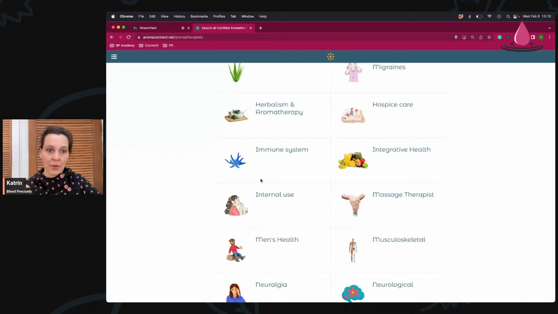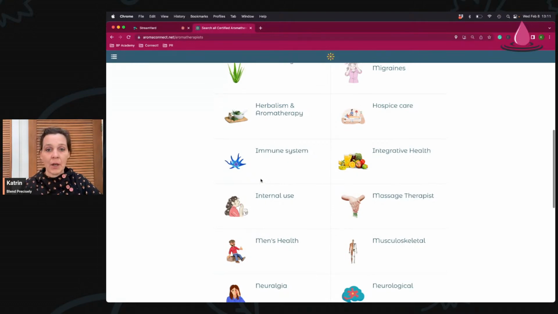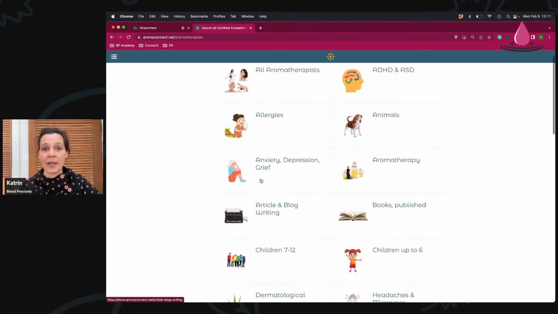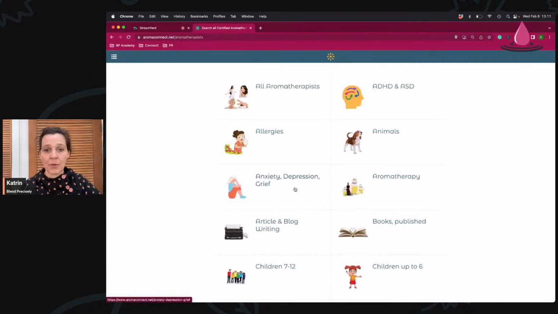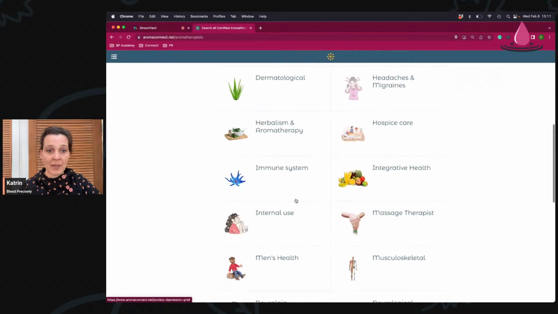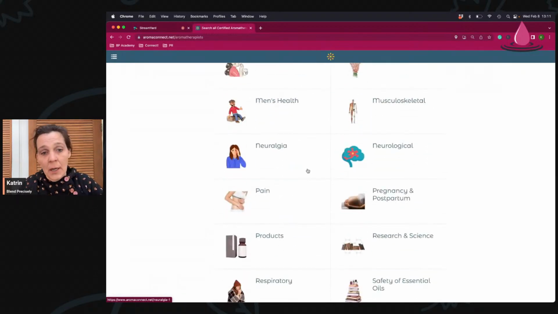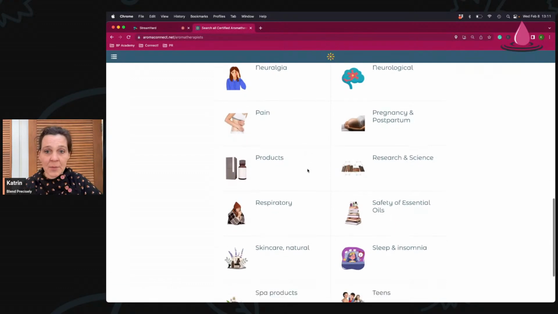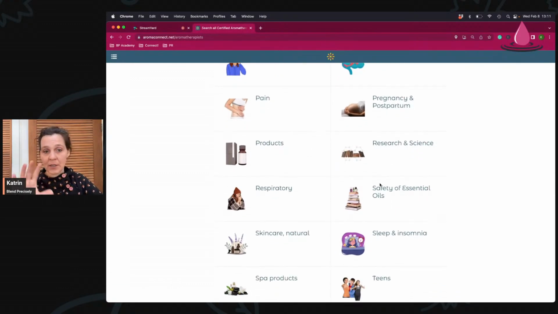A lot of the aromatherapists actually have a double training. They are maybe herbalists and aromatherapists, or yoga trainers and aromatherapists, or massage therapists and aromatherapists. A lot of them work with anxiety, depression, grief. You will find animals, allergies, men's health, pregnancy and postpartum. Everybody has a specialty training in one direction or another.